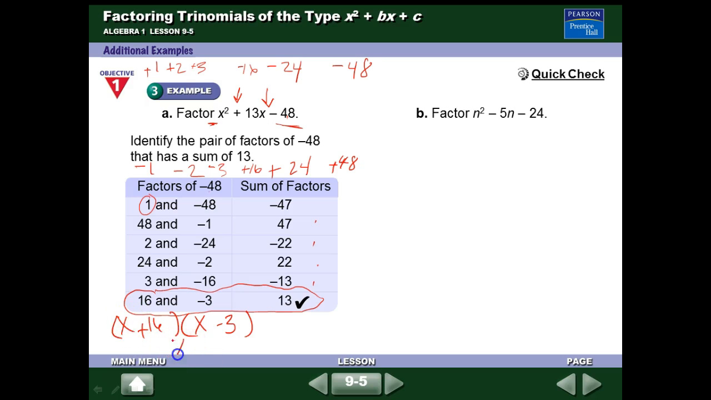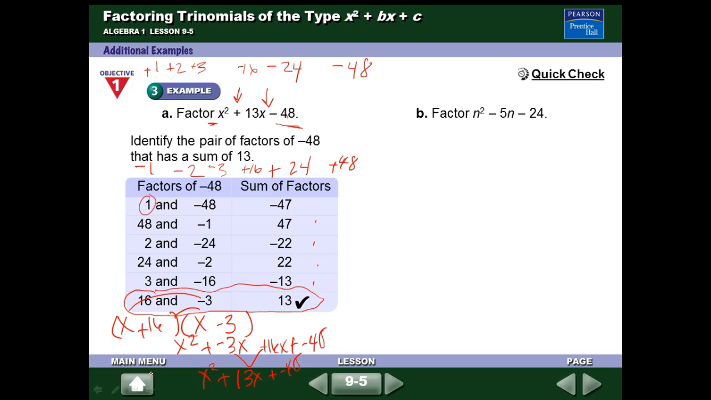Now check this. We're going to get an x squared plus a negative 3x on my inner. We're going to get a positive 16x, and the last is going to be a negative 48. These simplify into a positive 13x plus negative 48 and an x squared out front, and that does check.